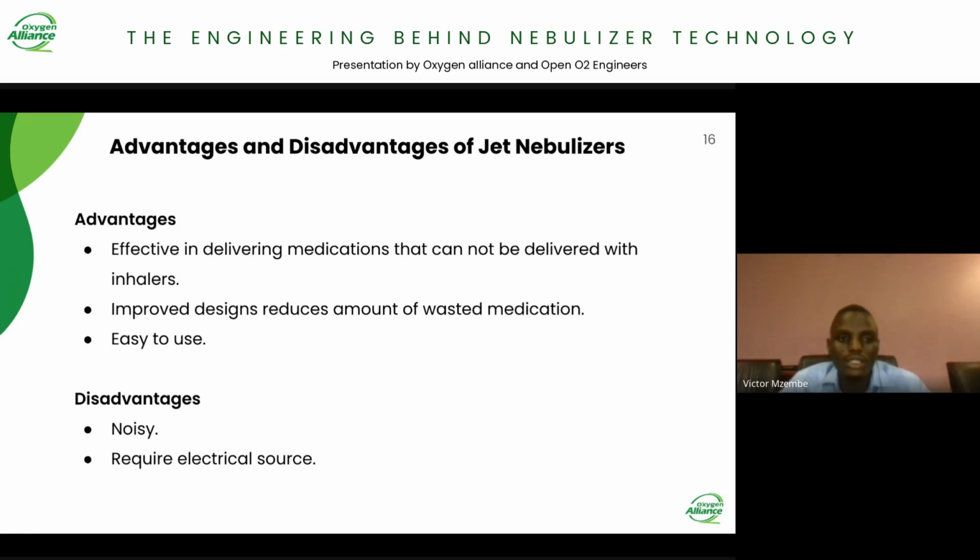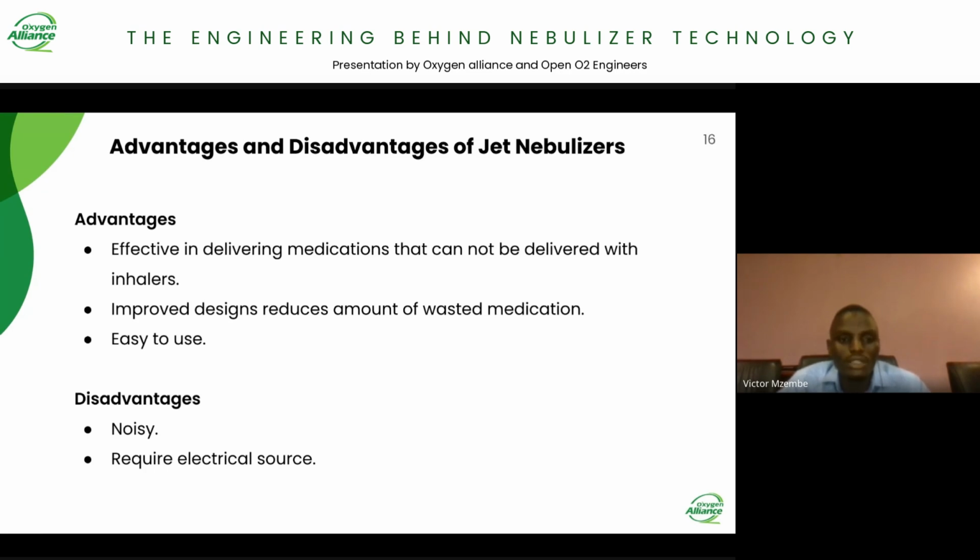Another advantage is improved designs reduce the amount of wasted medication. So we talked of designs like the jet nebulizer with the collection bag, as well as the breath-actuated jet nebulizers. So these ones actually reduce the amount of wasted medication during treatment. Then lastly, it is very easy to use. So the jet nebulizer is very easy to use as compared to the other types.